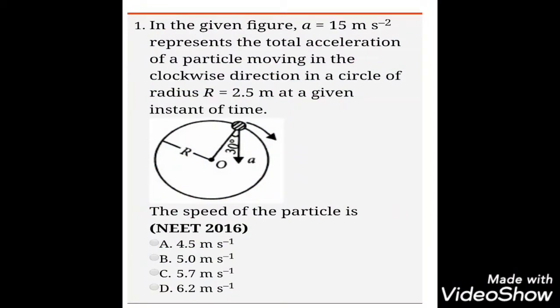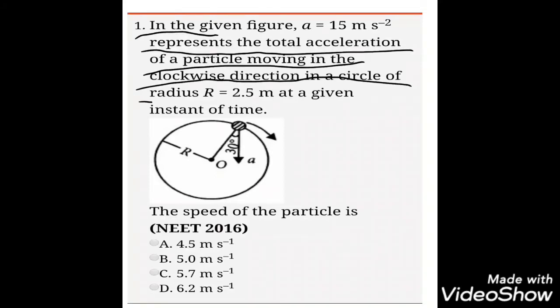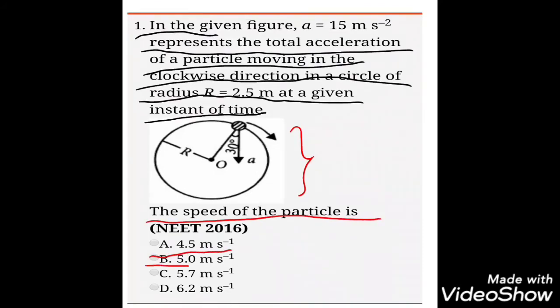Question number 1. In the given figure, a equal to 15 meter per second square represents the total acceleration of a particle moving in the clockwise direction in the circle of radius r equal to 2.5 meter at a given instant of time. Here, in the diagram they have given, the speed of the particle is: A, 4.5 meter per second; B, 5 meter per second; C, 5.7 meter per second; option D, 6.2 meter per second. Which one is the correct option?